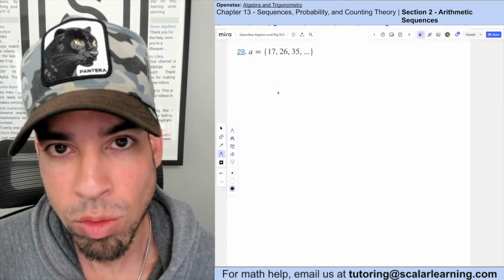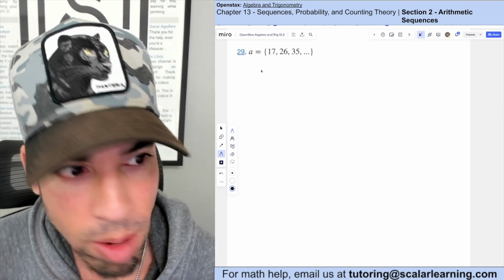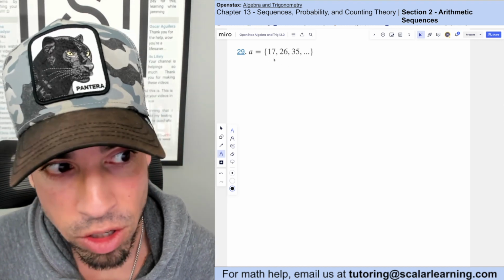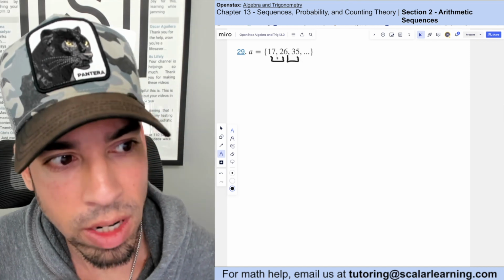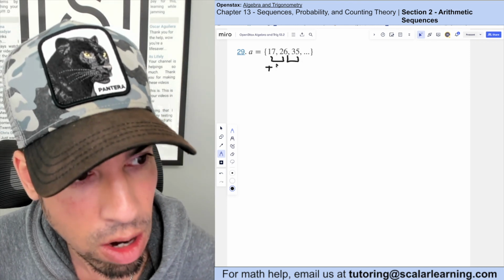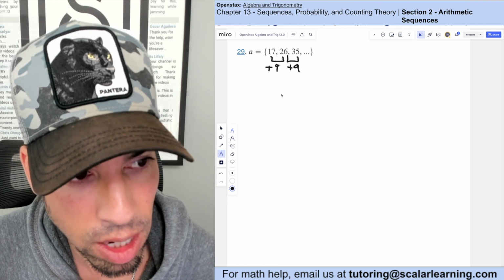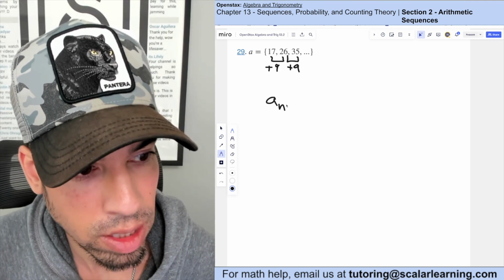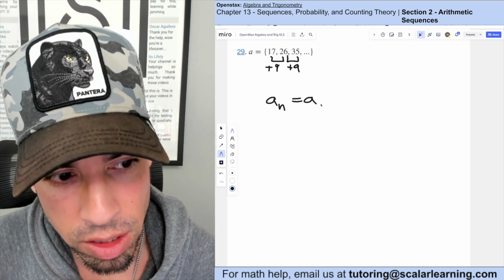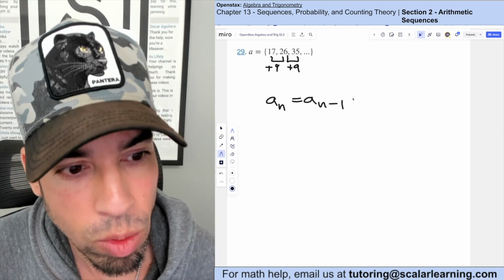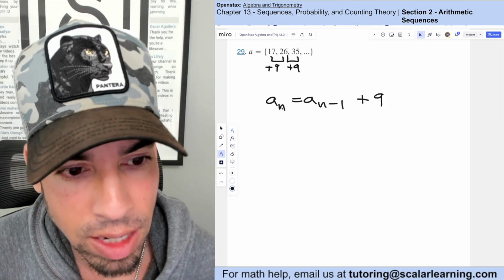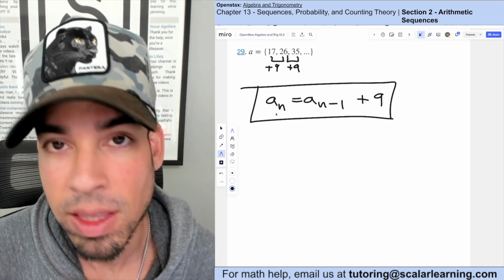Done. So for this one, we're meant to write a recursive formula to represent this sequence. Now, for any arithmetic sequence, we have to first identify the common difference. So what is the common difference? It looks like it's going up by 9 every single time. So what you can then notice is to go from each previous term, which we'll say a sub n minus 1, to the next term, all we're doing is we're just adding 9. So that's your recursive formula. That's how you do it.